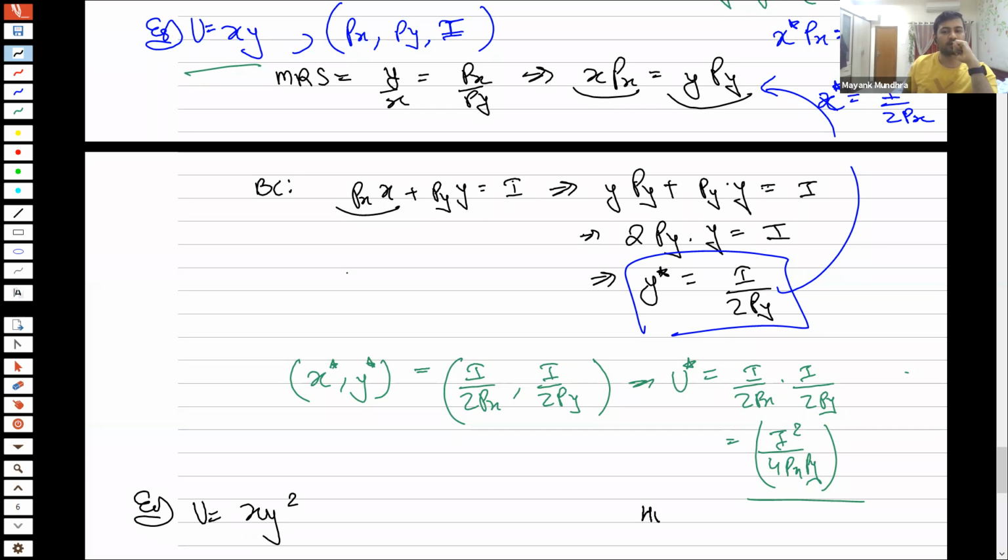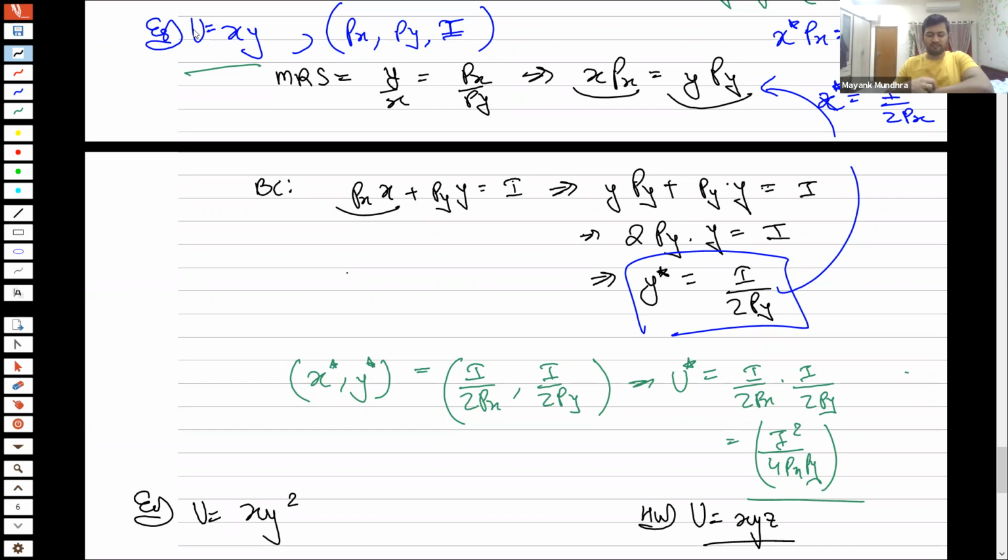Okay, and your homework would be utility equals xy square. So xy square you have to do now. You can make use of this entire math which I just gave you, and you can build on it. Obviously, MRS is going to be different, so things are going to be different, but that's how you begin.